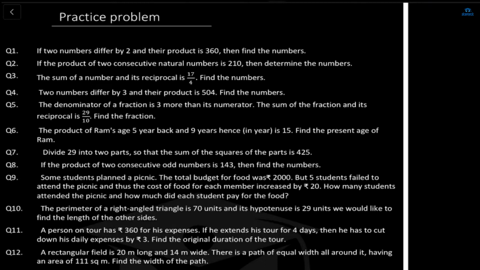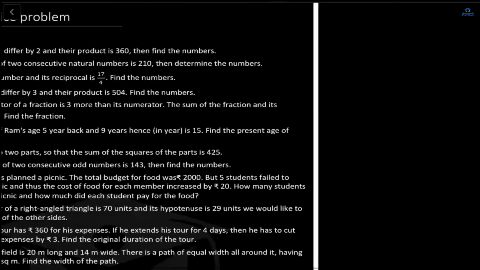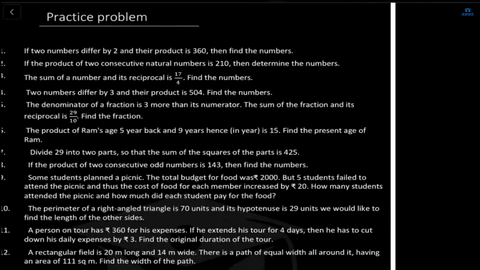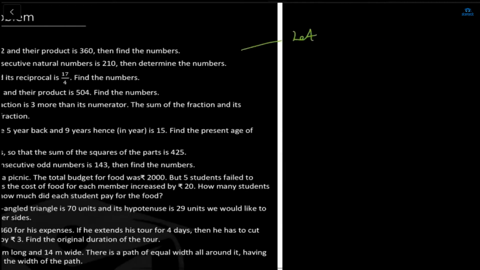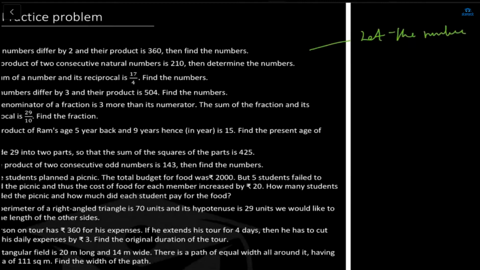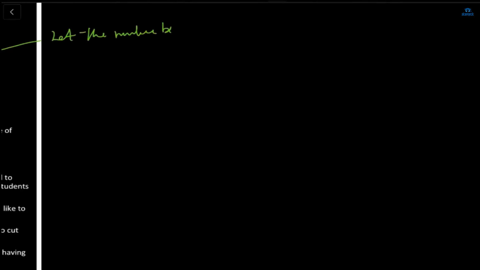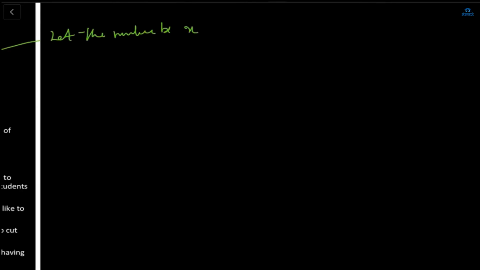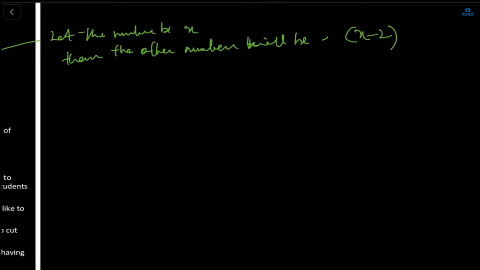So if you see here, two numbers. We are talking about two numbers, the difference is 2 and the product is 360. So we can say, let one number be x. If one number is x, then the other number will be x minus 2 because the difference is 2. Now, according to question, ATQ means according to question, what will be your equation?